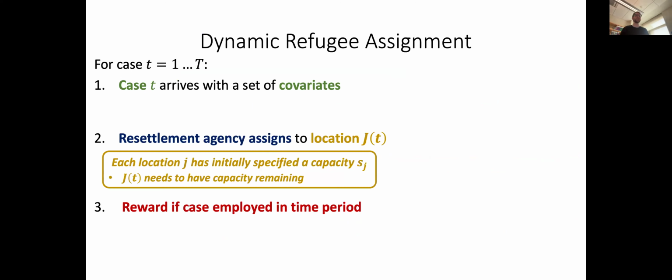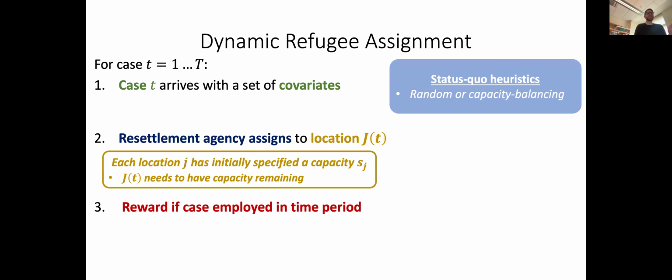Mathematically, we can view this dynamic refugee assignment problem as follows. We have T time periods. Each time period corresponds to one case arriving, one refugee arriving. And when the case arrives, they arrive with some set of covariates.